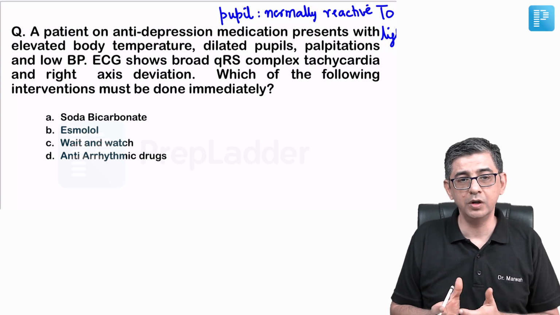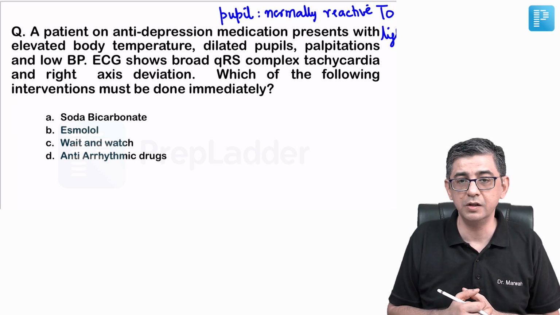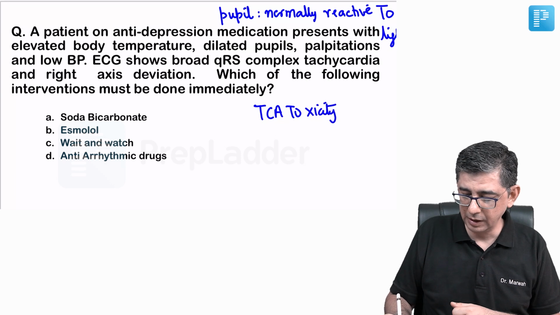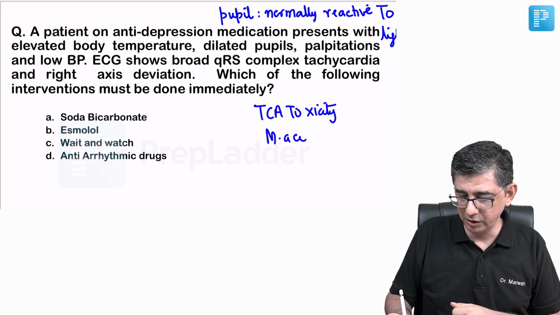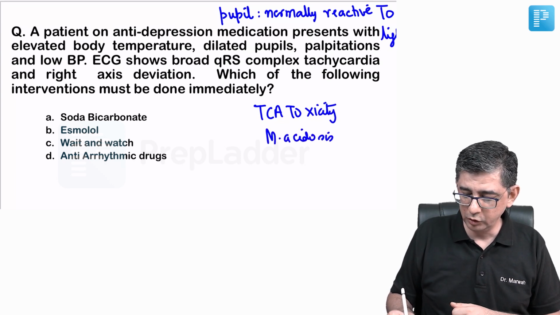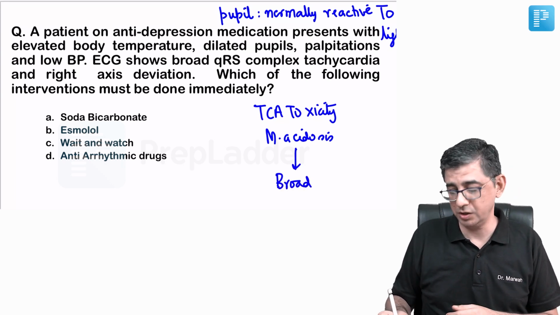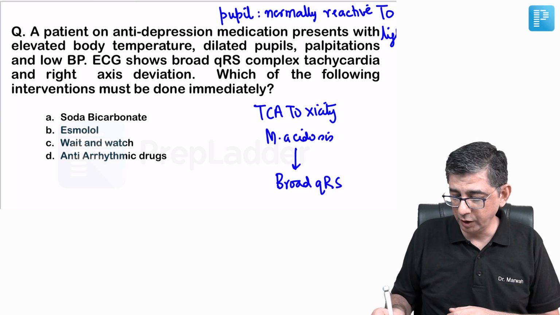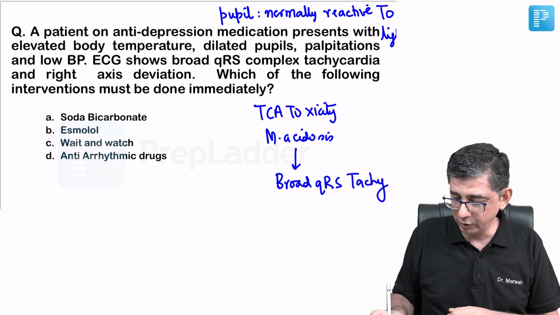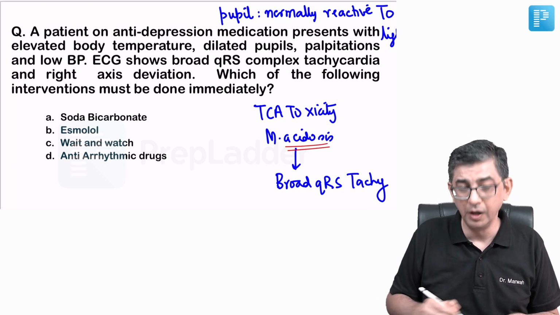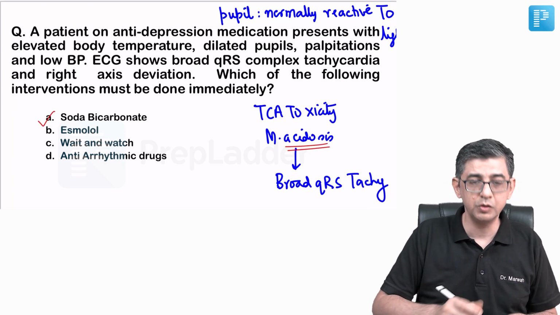And then there's a broad QRS complex tachycardia with a right axis deviation. So what's happening in this patient is that there is a TCA toxicity contributing to metabolic acidosis, and this metabolic acidosis then triggers a VT. The point is, if you are going to use option number D in this question, it would be like treating the symptom and not treating the disease. Our objective is to treat the disease. Our objective is to neutralize the acidosis component, and to neutralize this, we shall be giving sodium bicarbonate.